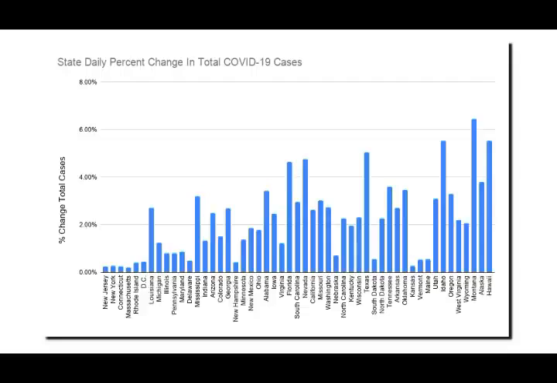These states are in the same order along the x-axis as they were on the previous graph. But the previous graph decreased from left to right. This graph generally increases from left to right. What this graph shows us is that states with lower death rates on the right side of the graph are seeing a larger increase in the number of cases right now.